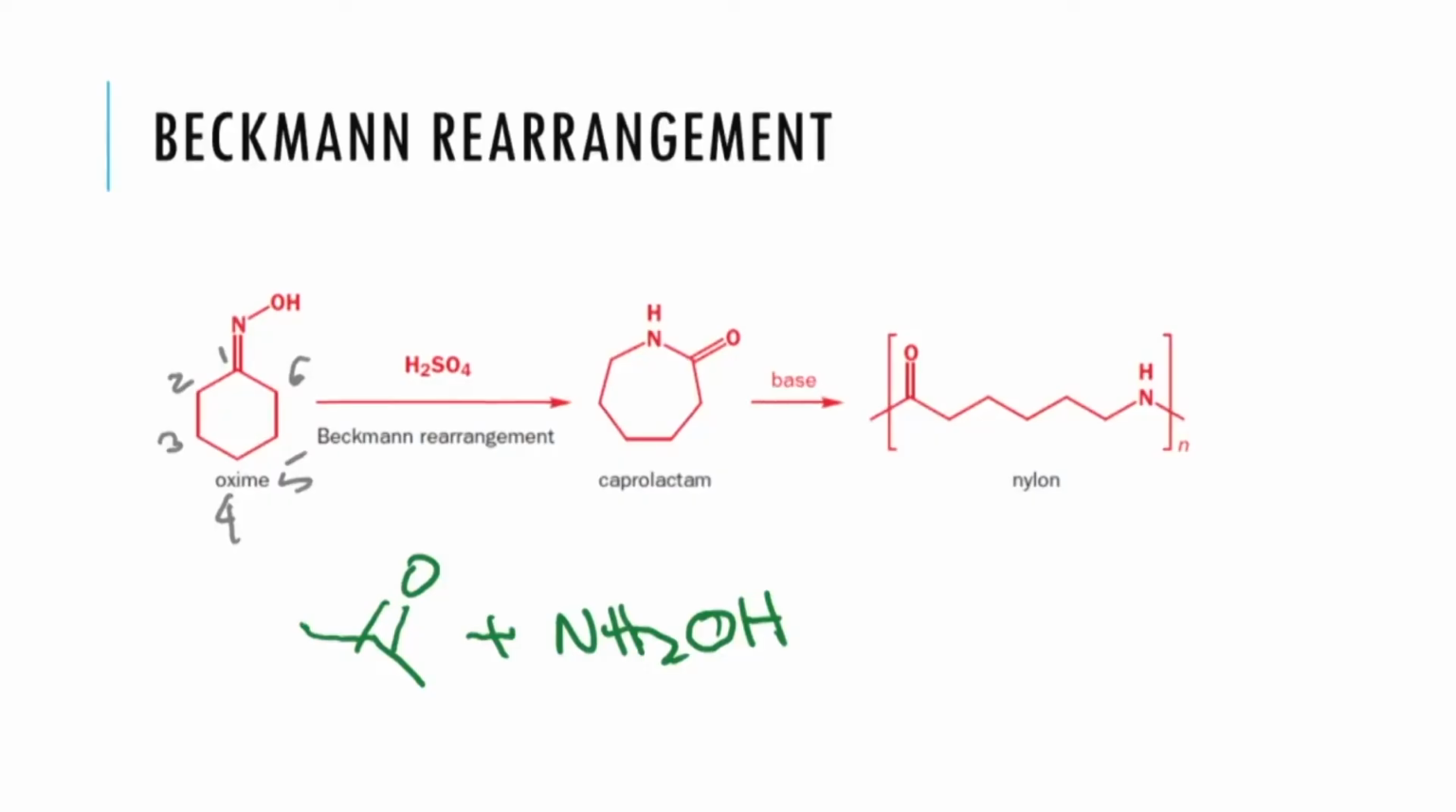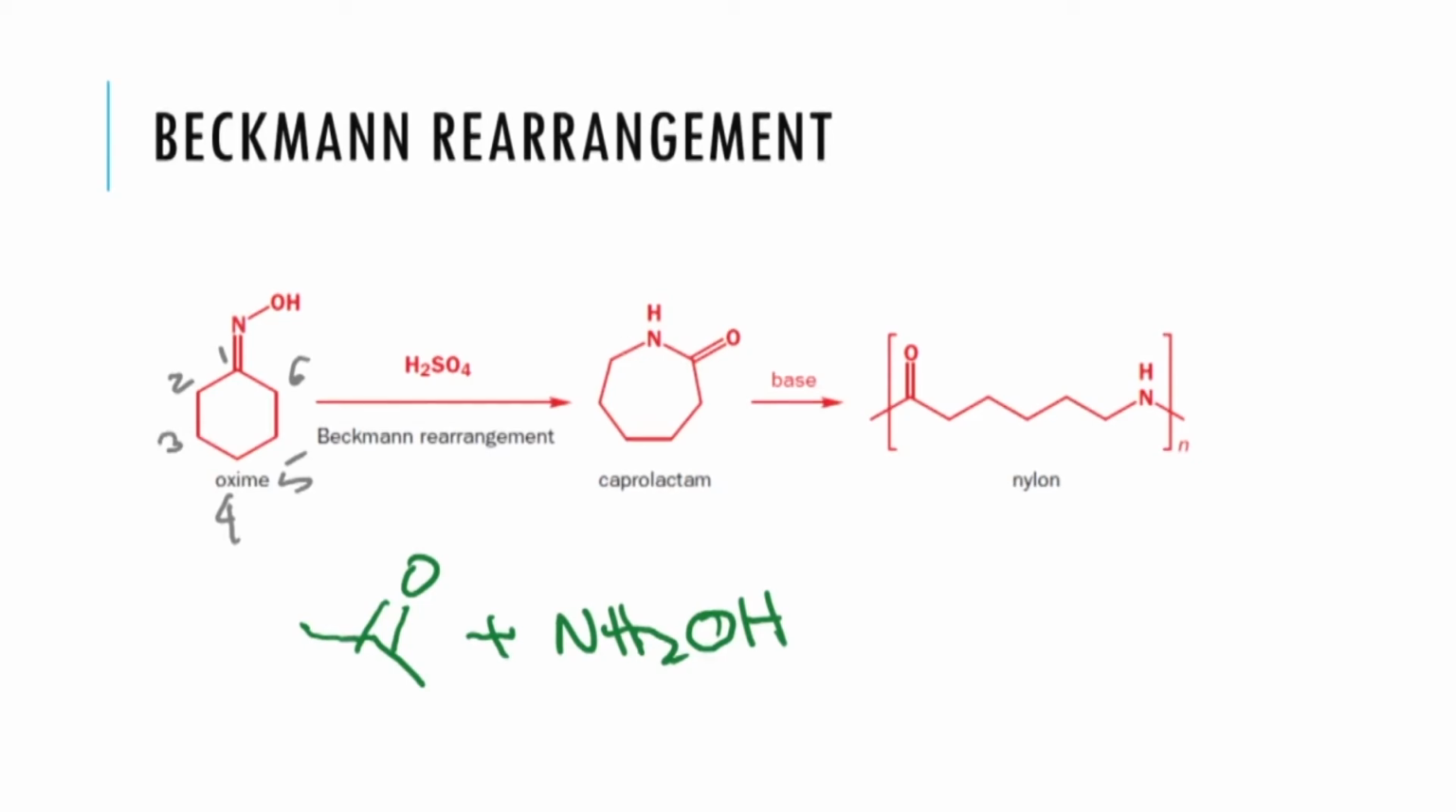So the next rearrangement that we will be looking at is the Beckmann rearrangement. And this Beckmann rearrangement occurs when we start with an oxime. And we all know that an oxime can be produced by reacting a ketone with hydroxylamine, usually in the presence of an acid. And that's going to give you this oxime product.